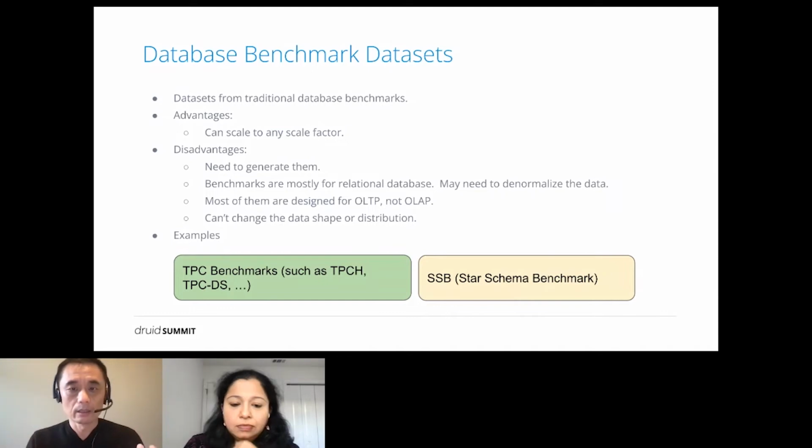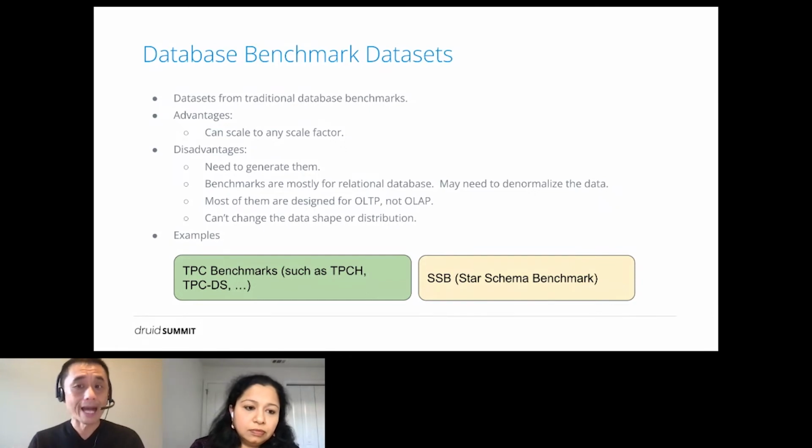Advantages are, if you use them, you can scale them to any scale factor, right? We often refer to TPC-H as 100x, 200x, 300x. That x is the scale factor. It's basically how many rows you want. So the data is scalable. The disadvantage is that you need to generate them, so you need to find a machine and a disk large enough to generate the data.